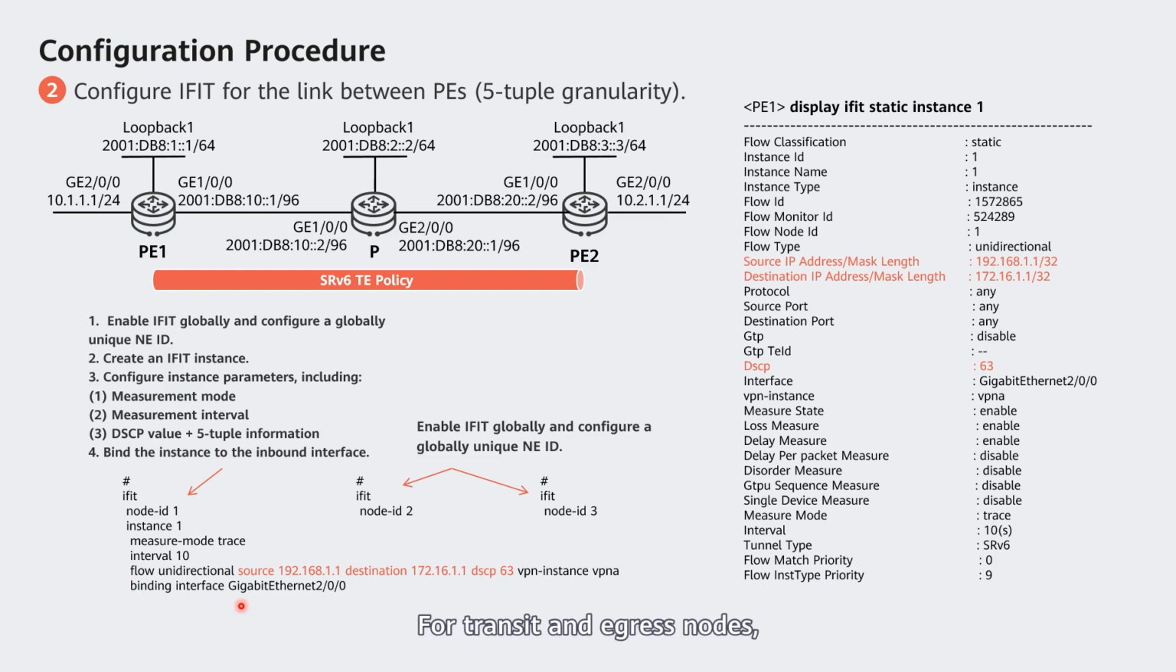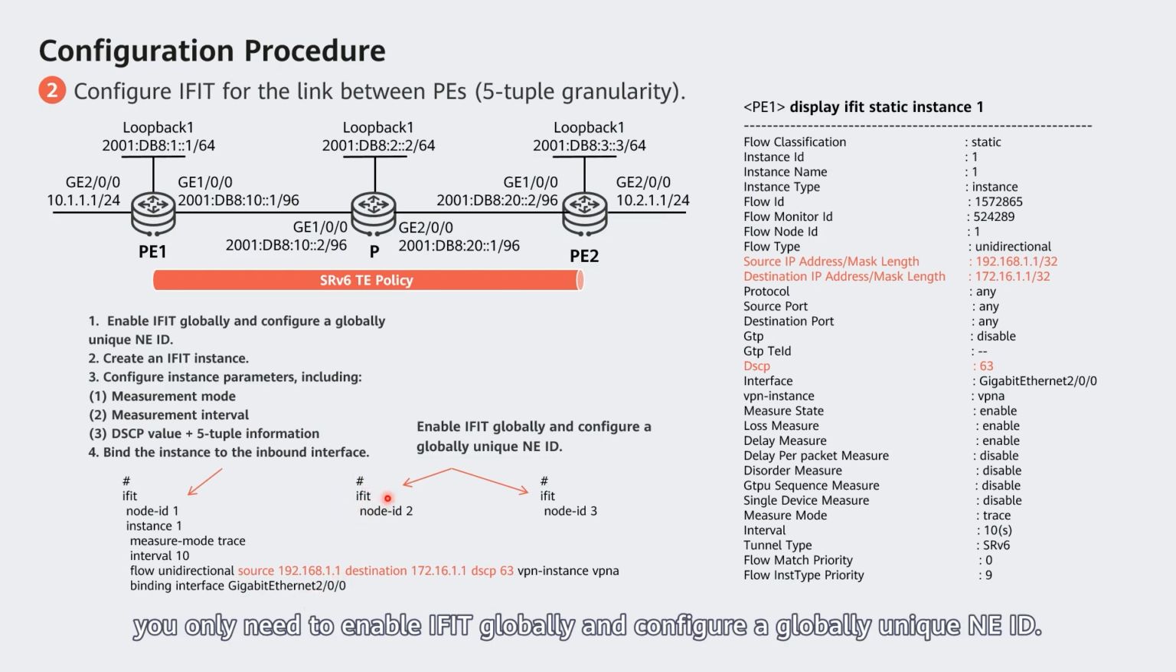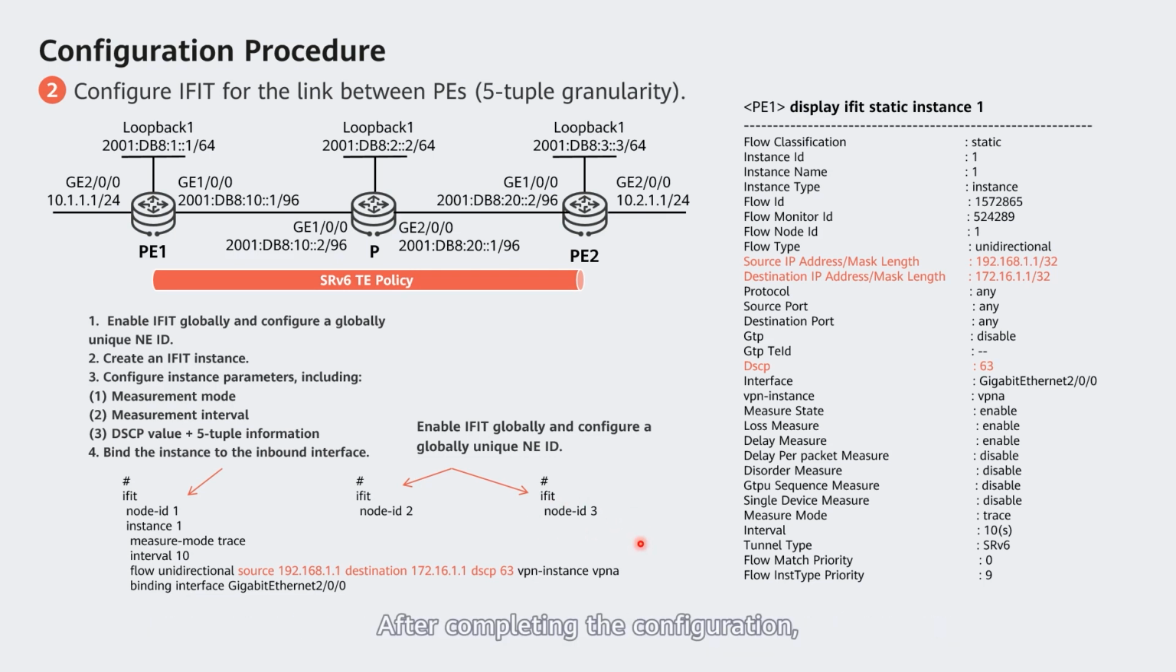For transit and egress nodes, you only need to enable IFIT globally and configure a globally unique NE ID. After completing the configuration, run the display IFIT command on each device to check the static IFIT instance configuration. Take the command output on PE1 as an example.